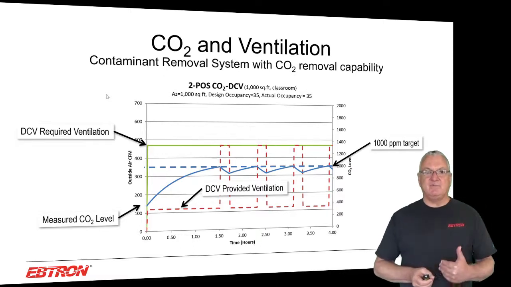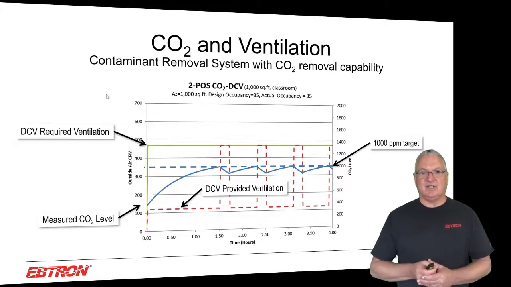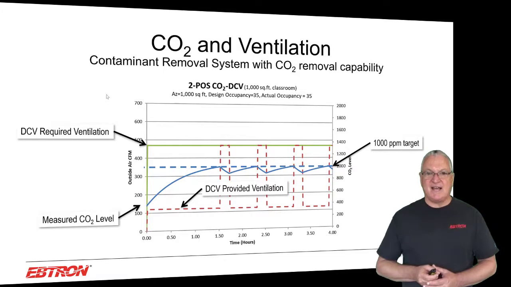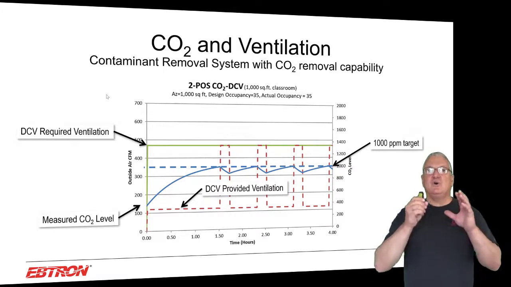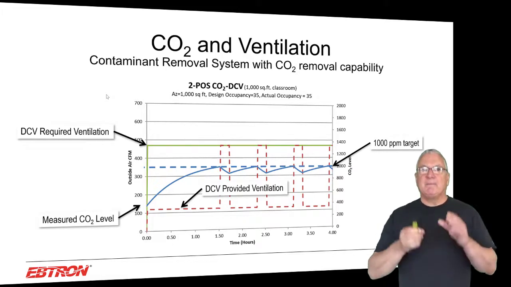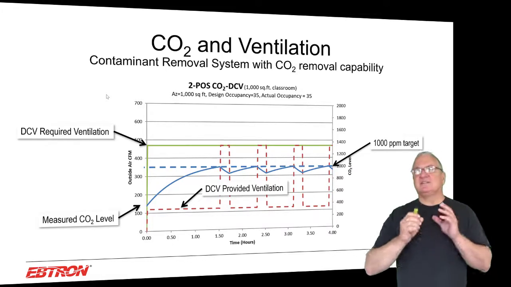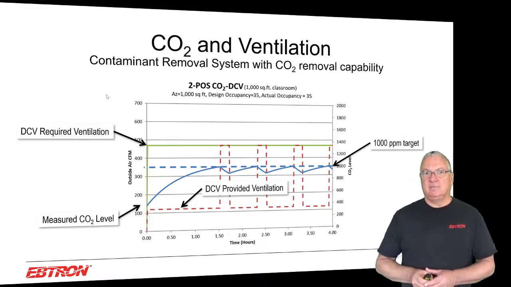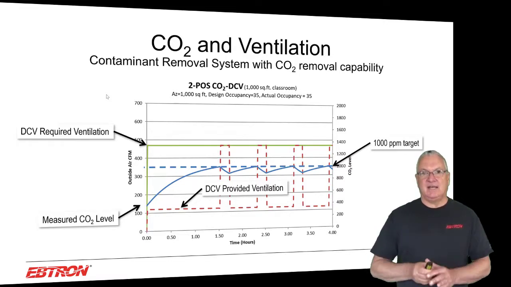But because I've removed it, I have the required ventilation, which is the green line. I've maintained the CO2 set point at 1,000 parts per million, but I provided the red dashed line. I so underventilated this space. It's ridiculous, but I'm happy because the CO2 levels are good, and that's all I think matters. People really need to get educated on this, all right?